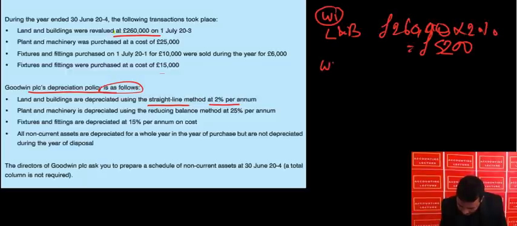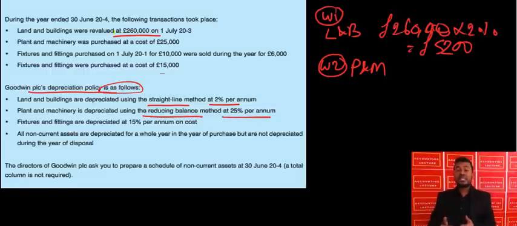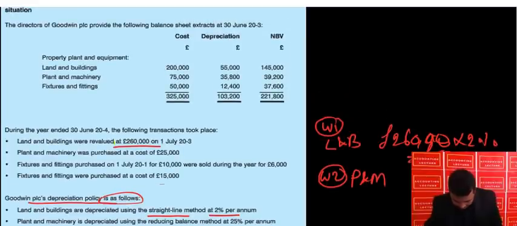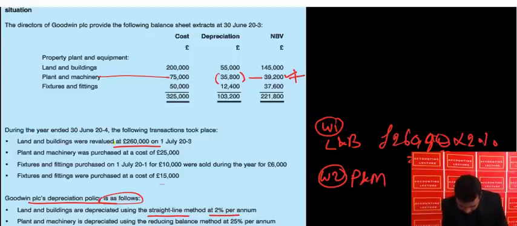Now second one, W2, plant and machinery depreciated using reducing balance method, 25%. You remember, if it is reducing balance, you don't charge on cost, rather you look for net book value, you charge on it. Okay, so we look for the net book value of our plant and machinery. There we go. The plant and machinery, 75,000 minus 35,800. You're left with 39,200. But you remember you bought some of the plant and machinery over here, 25,000 plus 25,000.